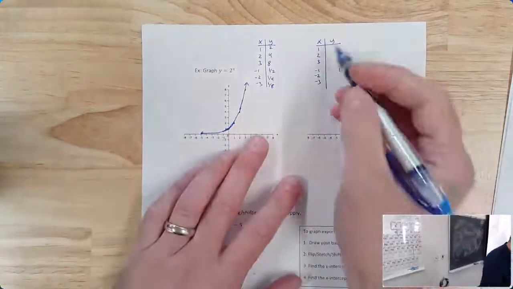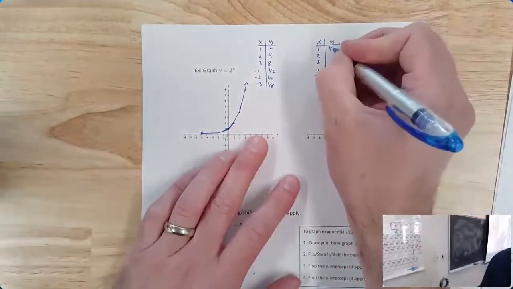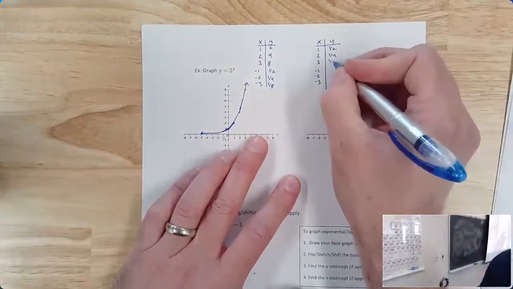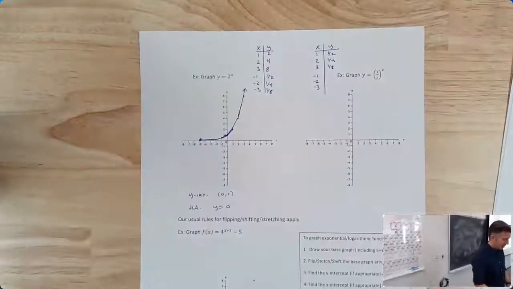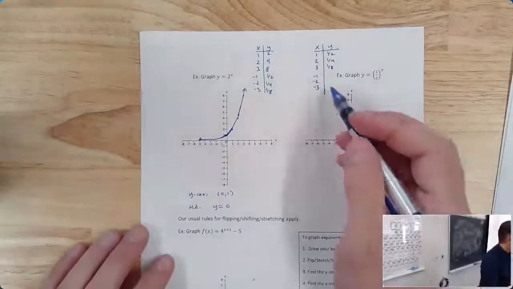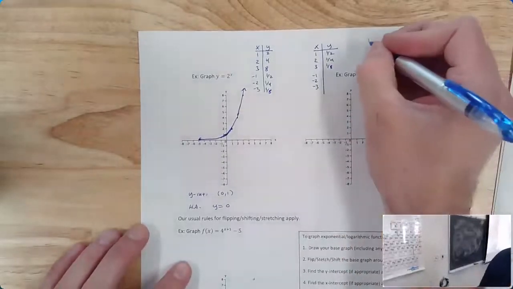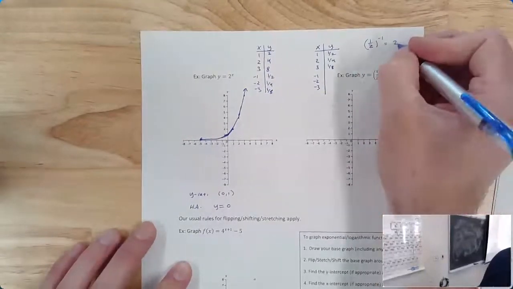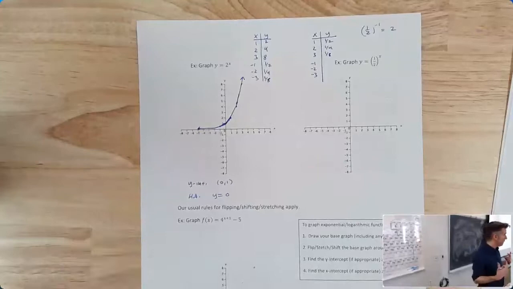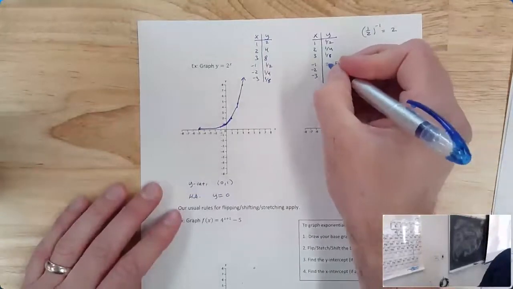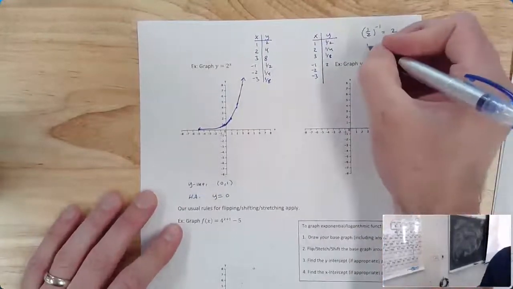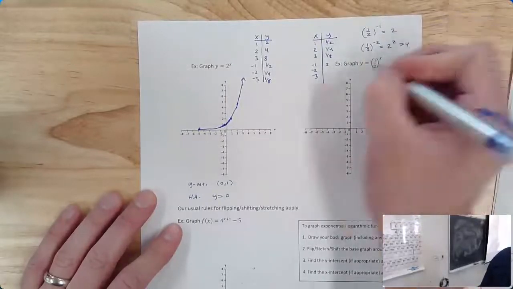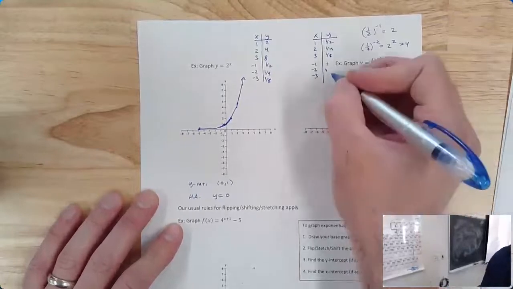So if x is 1, 1/2 to the 1 is 1/2. 1/2 squared is 1/4. 1/2 cubed is 1/8. And if I pick -1, 1/2 to the -1, what's 1/2 to the -1? I think it's 2, right? Because I'm just doing the reciprocal of 1/2, which is 2. And 1/2 to the -2 is going to be the same as 2 to the +2, which is 4. And 1/2 to the -3 is 8.